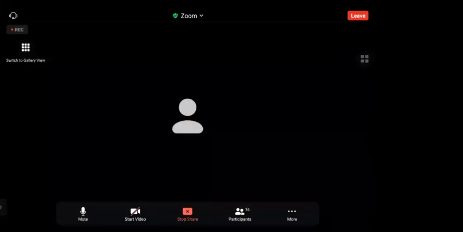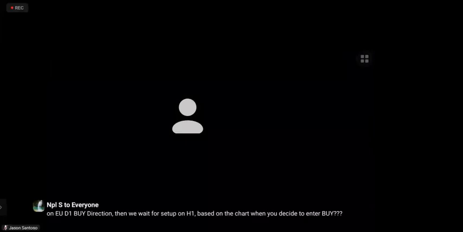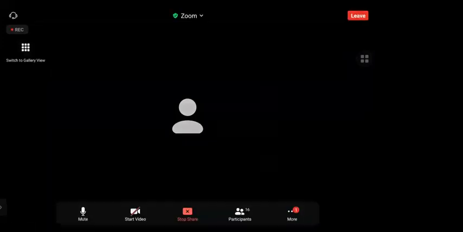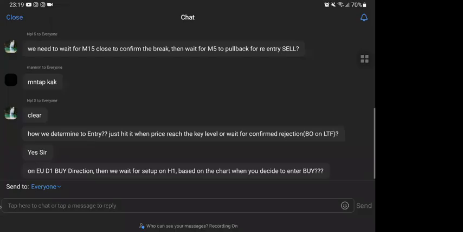Mau tanya terkait H1 yang kita tanda untuk buy di daily, itu tak guna kah? Itu kita akan guna lah. Reason saya tak tunjuk tadi sebab tak nak bagi confuse. Okay, another question. Tak apa, kita akan tengok je buy tu.